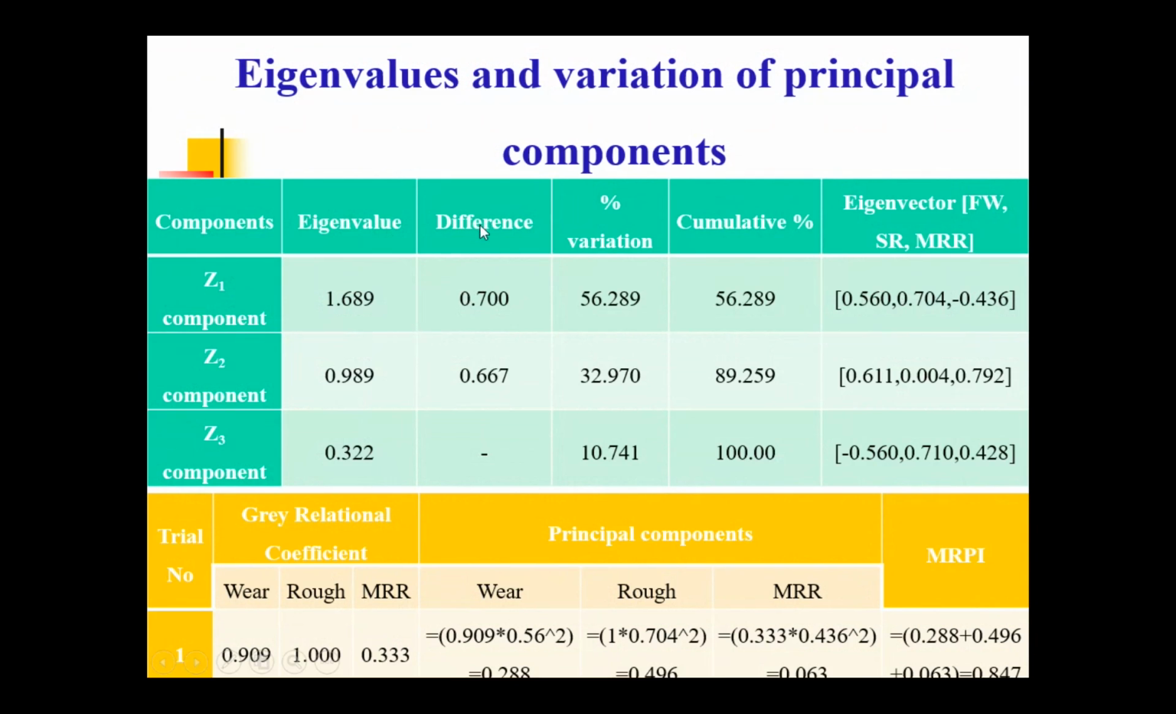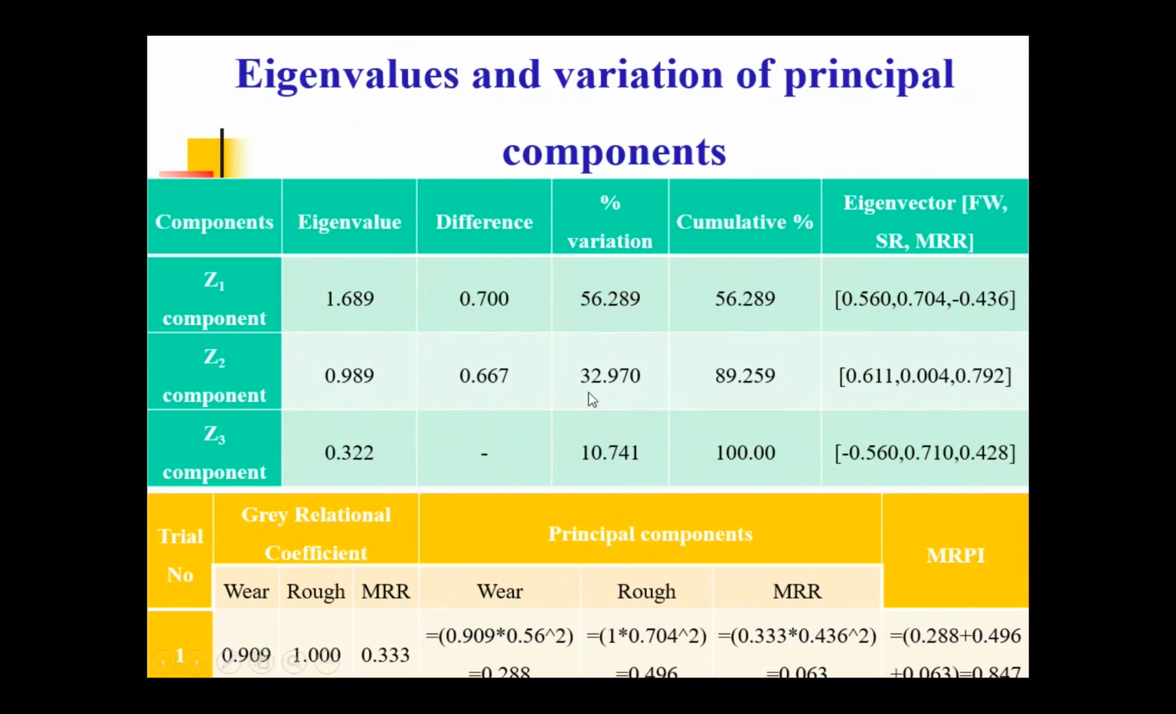Now what is the variance, the difference between these? The difference between 1.689 and 0.989 is 0.7. The difference between 0.989 and 0.322 is 0.667. So how much percentage variation exists? We divide each eigenvalue by the total, and that will give us the percentage of variation. Then for the cumulative, I am going to add. So this is 56.289, and the cumulative is also 56.289.